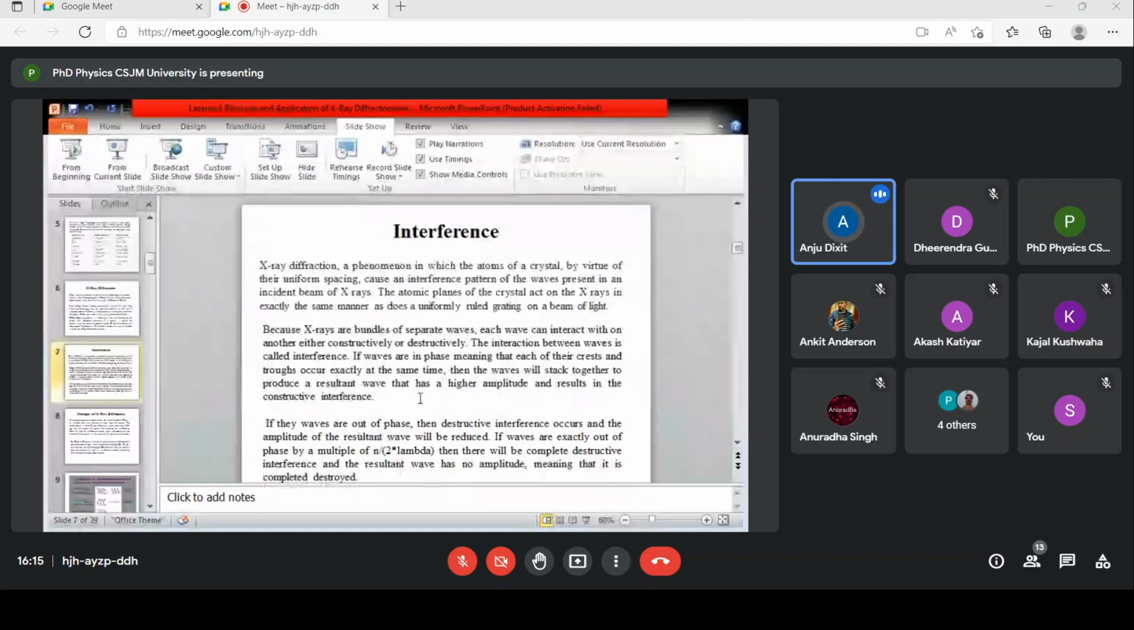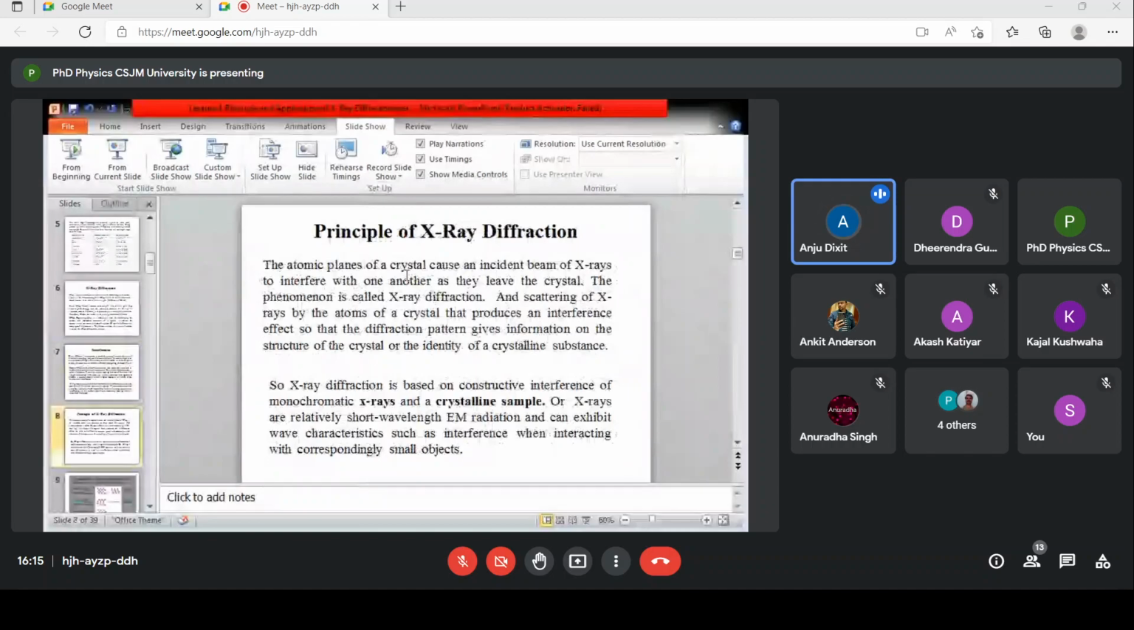So let's move further. Now I'm going to discuss the principle of X-ray diffraction. The principle behind this is Bragg's law. So the atomic planes of a crystal cause an incident beam of X-rays to interfere with one another as they leave the crystal. This phenomenon is called X-ray diffraction. So this is the simple definition of X-ray diffraction: when the atomic planes of a crystal cause an incident beam of X-rays to interfere with one another as they leave the crystal, there is constructive interference and then a diffraction pattern is formed.